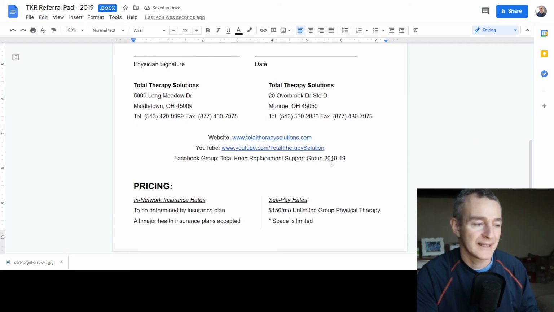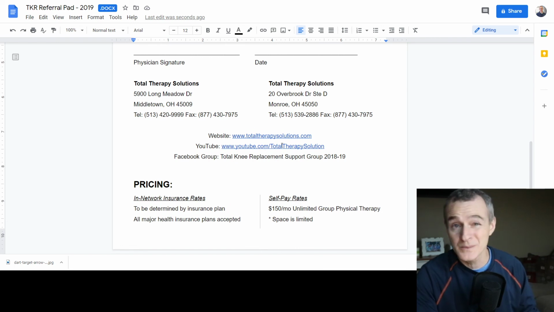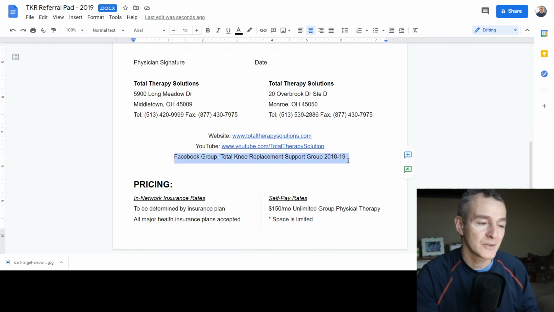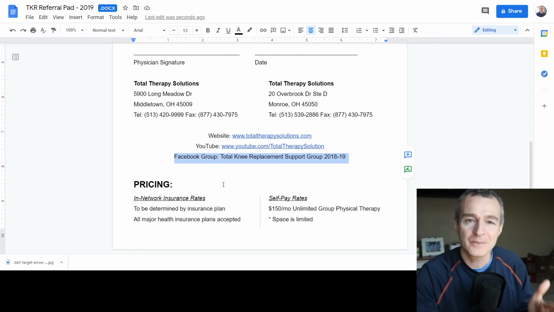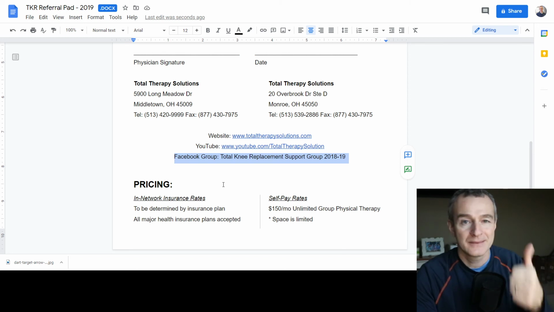It's got my 2 locations. It's got my website, my YouTube channel. It's got my Facebook group and pricing information. I have never seen a referral pad with pricing information, but think about it. If you're sitting there as the patient, what is the most important thing you need to know? Does the provider take my insurance? How much is this going to cost? Who is the doctor sending me to?